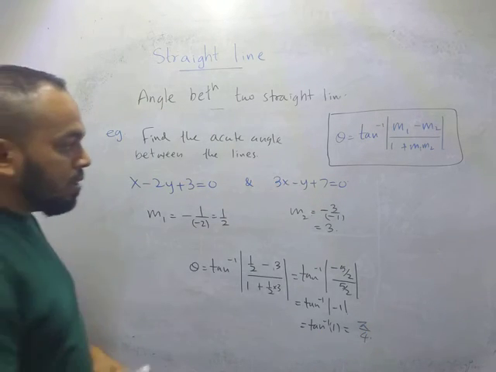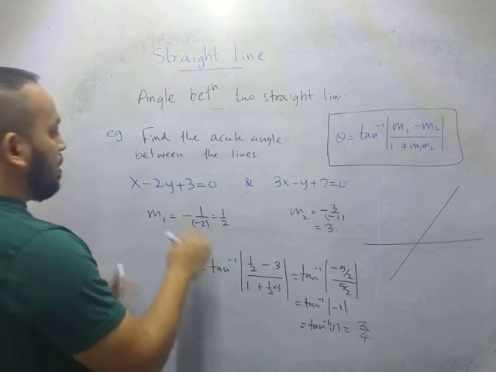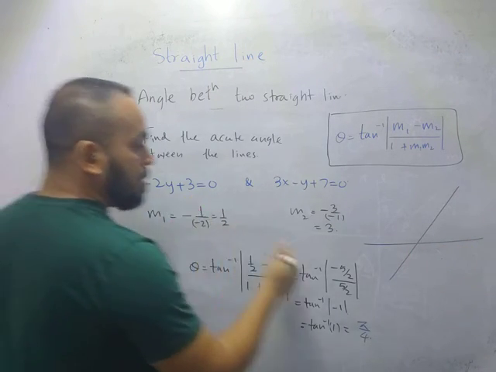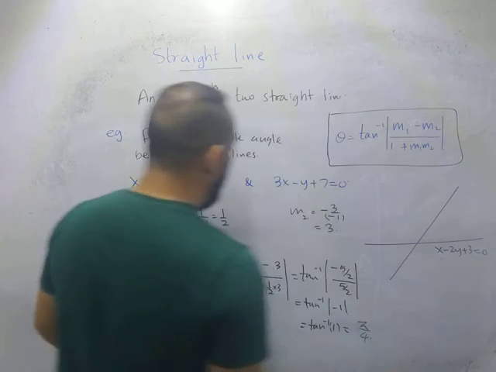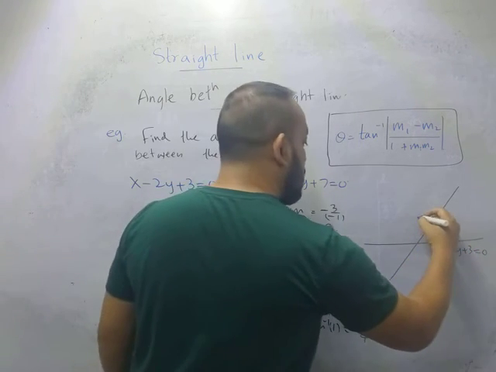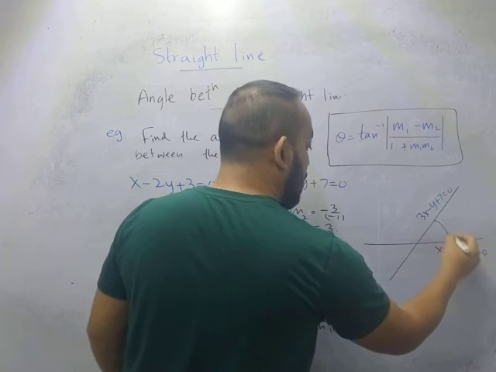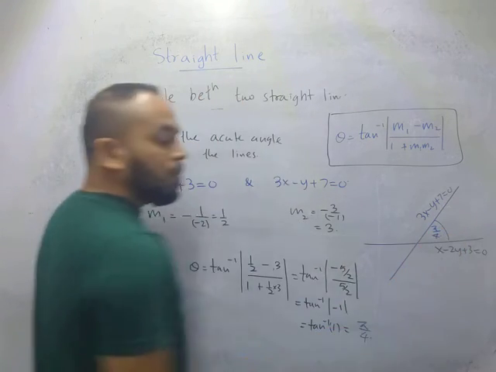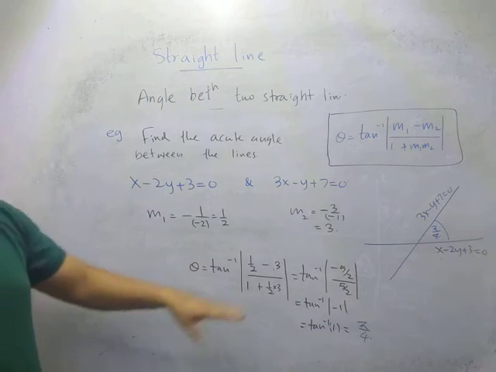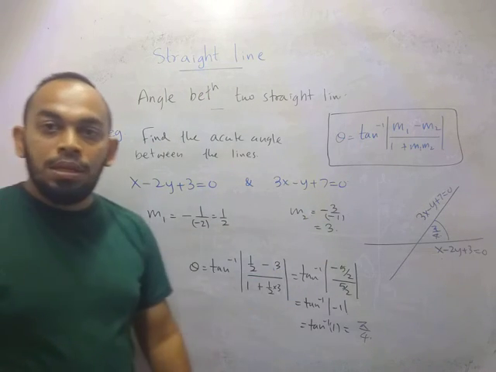If you want to sketch it, do a small sketch. Write down the lines x minus 2y plus 3 equals 0, and the other line 3x minus y plus 7 equals 0. The acute angle between them would be pi by 4. It's very easy. You have to memorize this formula. If you memorize this formula, then this would be easy.